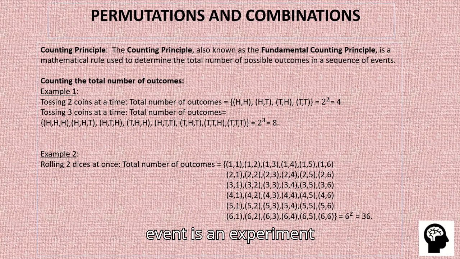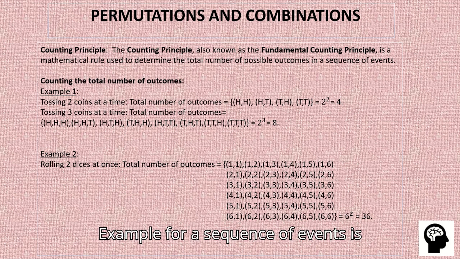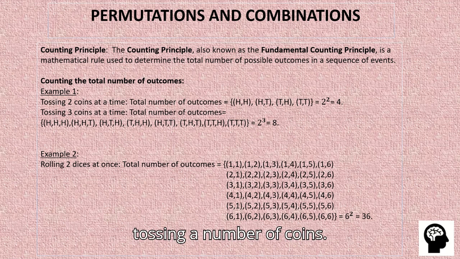An event is an experiment, and the example for an event is tossing a coin or rolling a dice. Example for a sequence of events is tossing a number of coins or rolling a number of dice. Let's count the number of outcomes.